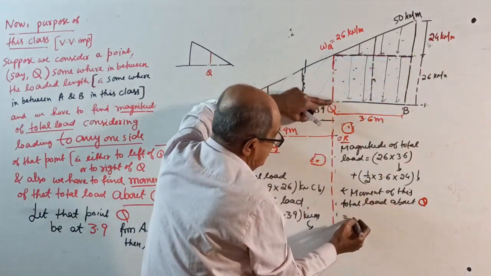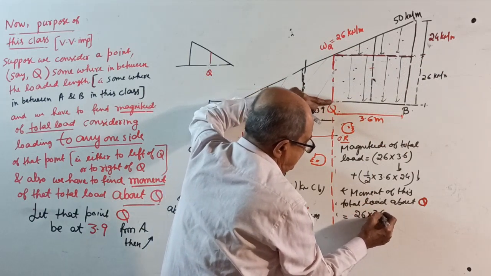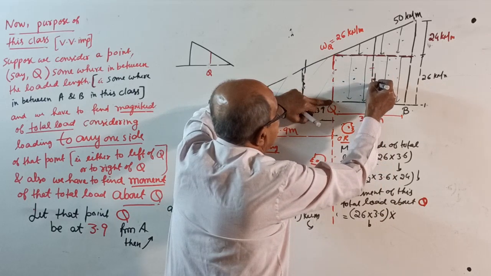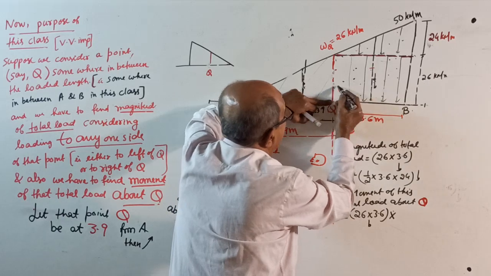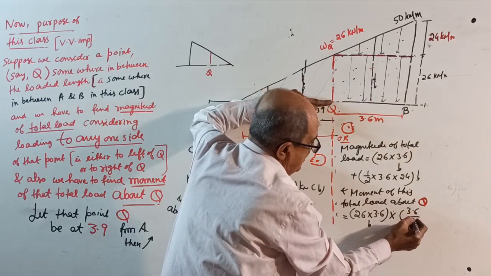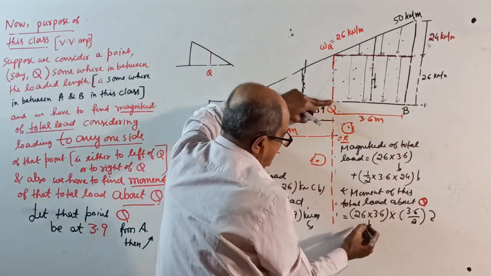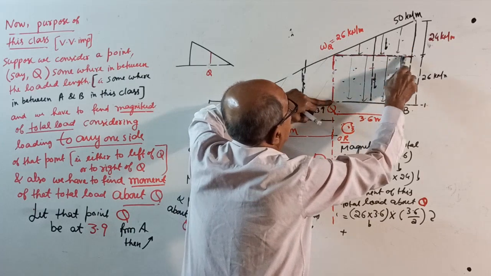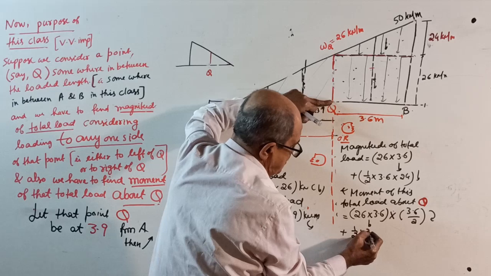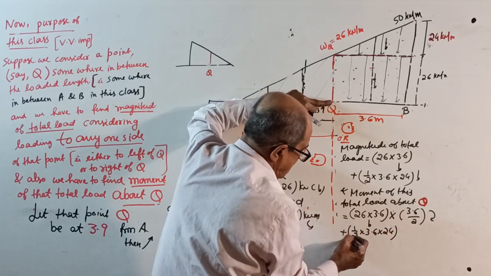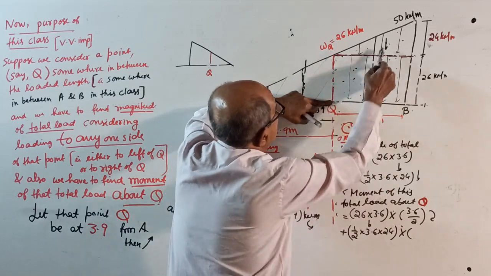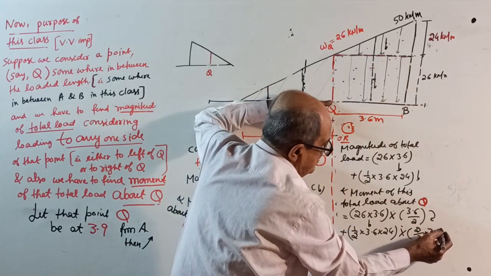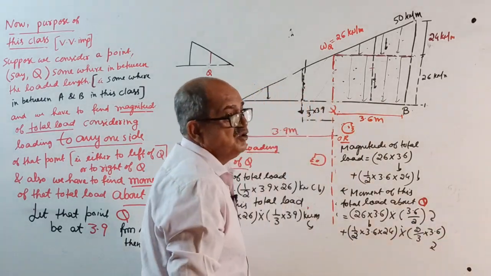First, this load. How much load? 26 into 3.6 is the total load for UDL, into, see, this total load will act here. Exactly center, that much not required, right? Into 3.6 by 2 this way, and also plus this total load will pass somewhere here. Half into 3.6 into 24 is the total load, multiplied by, from here to here, is 2 by 3 of 3.6. Why 2 by 3? I told you 1000 times. 3.6. That also clockwise, kilonewton meter.